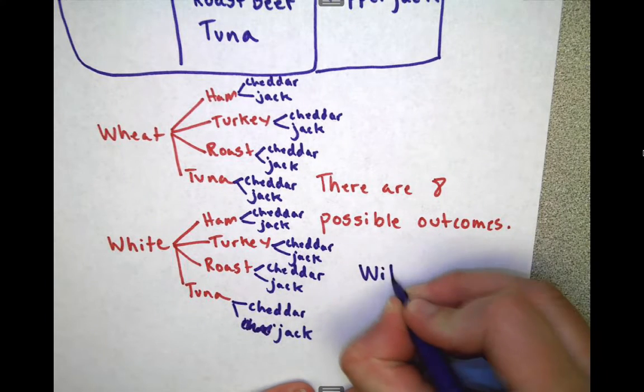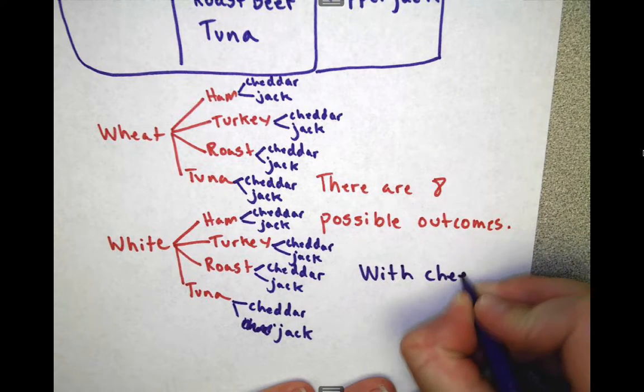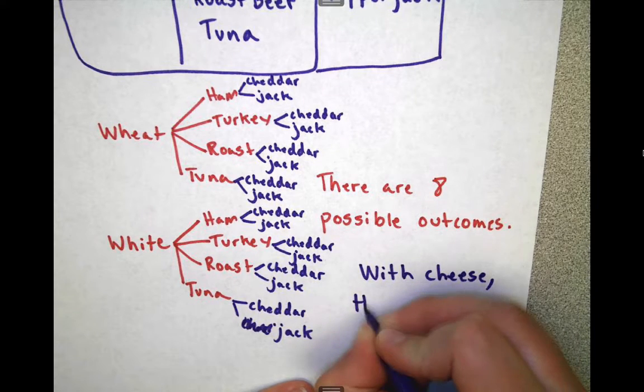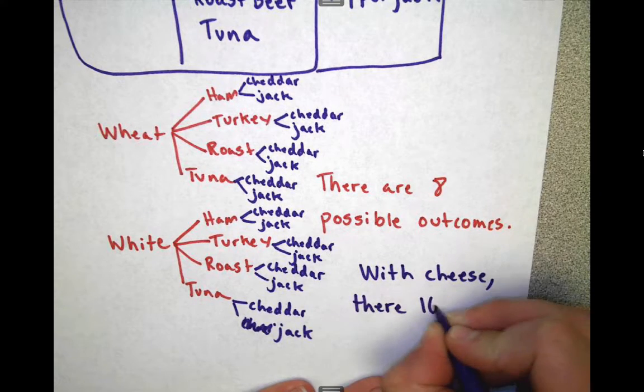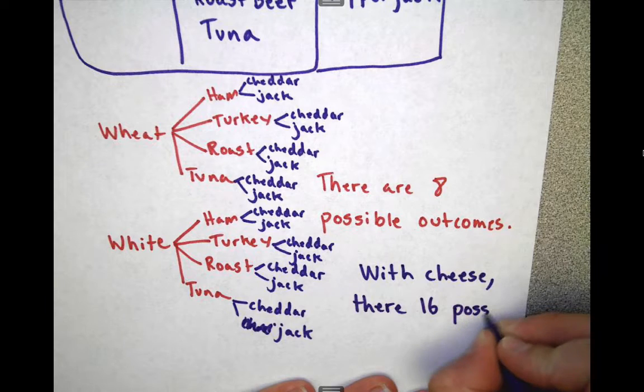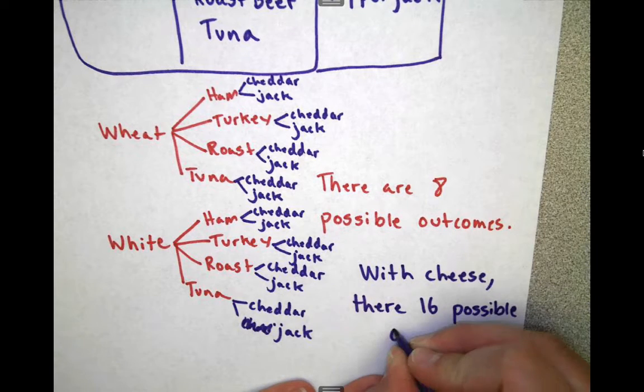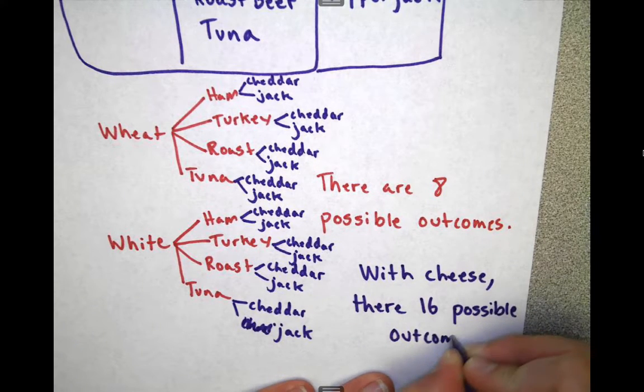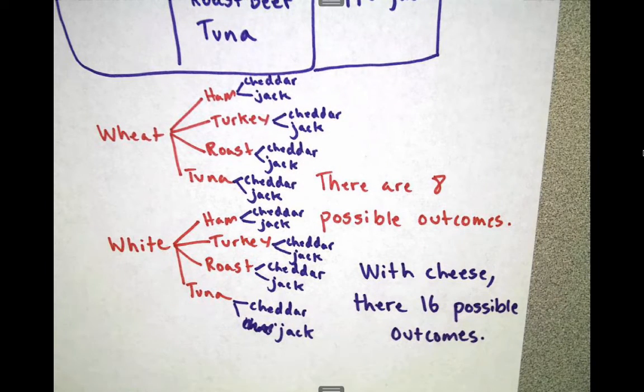So with cheese, there are 16 possible outcomes. And our diagram just got much bigger.